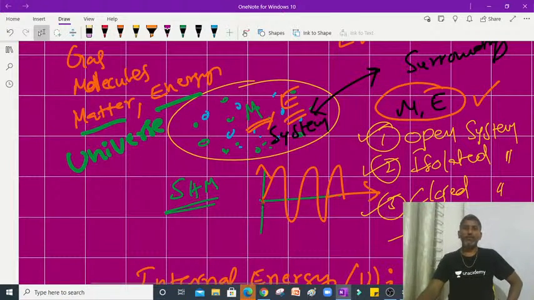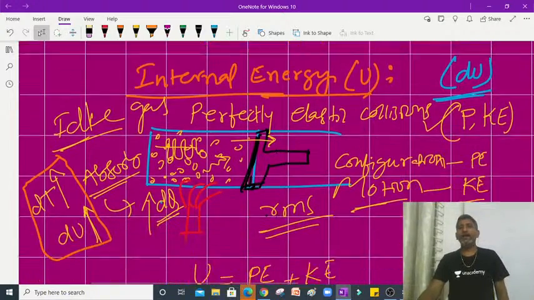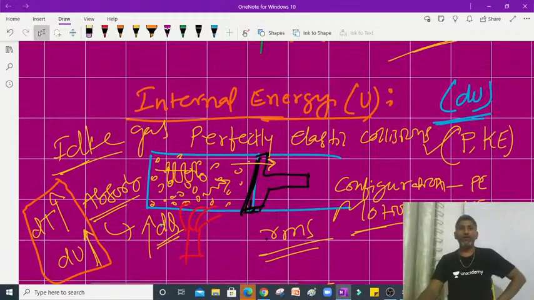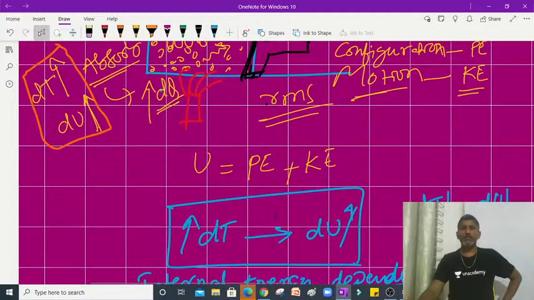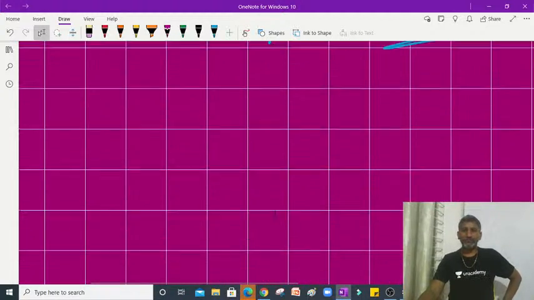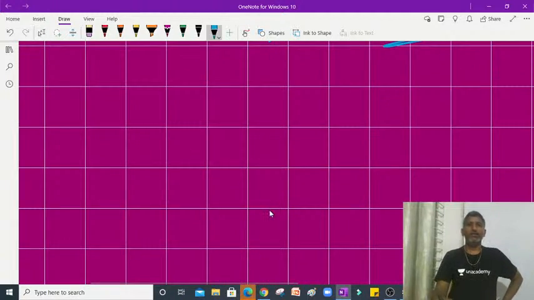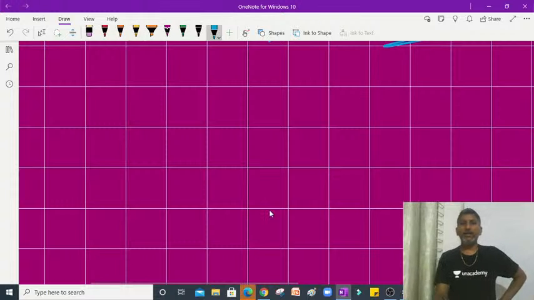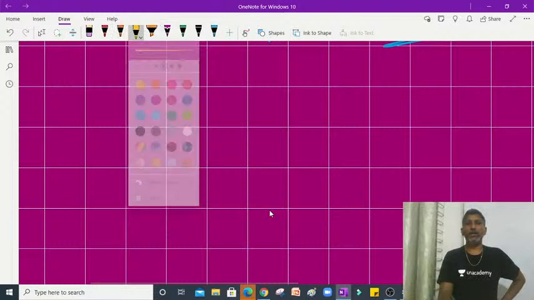In a system, matter and energy may or may not be exchanged with the surroundings; based on that, we classify the system types. And about internal energy, we have discussed, right? Next, we will discuss heat and energy, students. Now we are in the thermodynamics part.